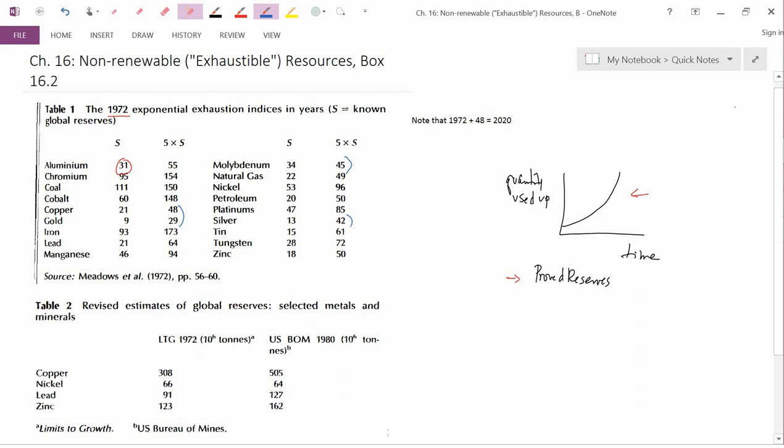So the exponential exhaustion indexes for those certainly weren't correct. Natural gas, for example, it's kind of interesting here, is 49. We have vast quantities of natural gas now that we know about because of that. That's economical to extract because of fracking. Some of the numbers are fairly large. The largest number here is, or one of the largest numbers, not the largest, is coal for 150 years. But of course, we're probably not going to mine all that coal because it causes greenhouse gas emissions.